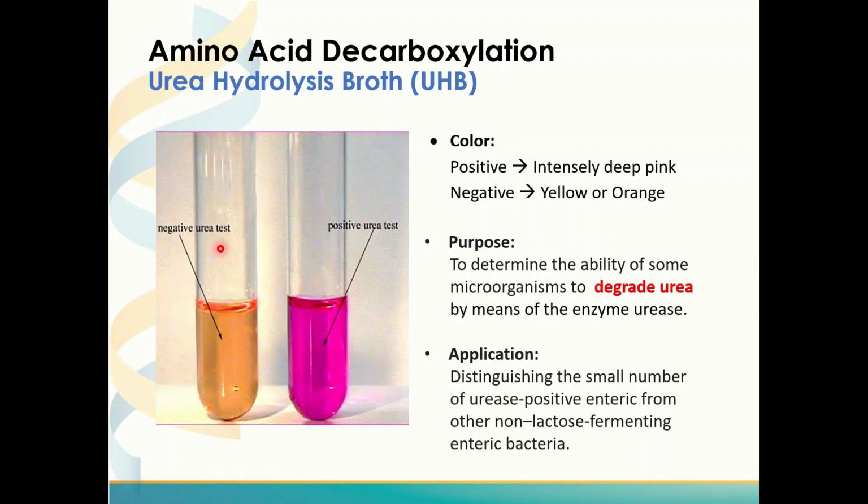Some microorganisms can also produce urease, which is an enzyme that is especially helpful in the identification of Proteus vulgaris. Although other organisms may produce urease, their action on the substrate urea tends to be slower than that seen with Proteus species. Therefore, this test is commonly used to rapidly distinguish the small number of urease-positive enteric bacteria from other non-lactose fermenting bacteria. In this test, a positive result is indicated by an intensely deep pink color, while a yellow or orange color indicates a negative result.